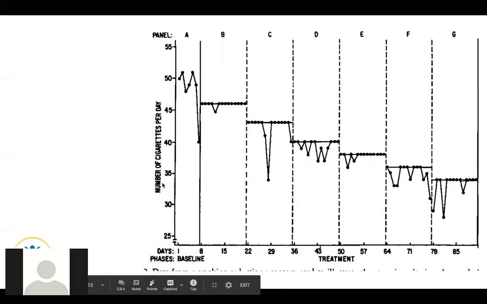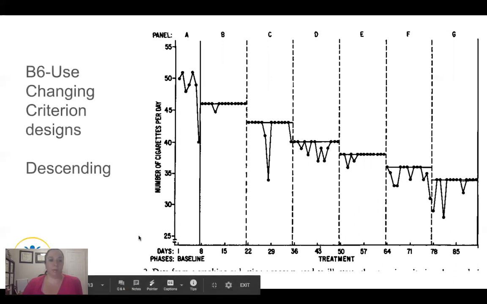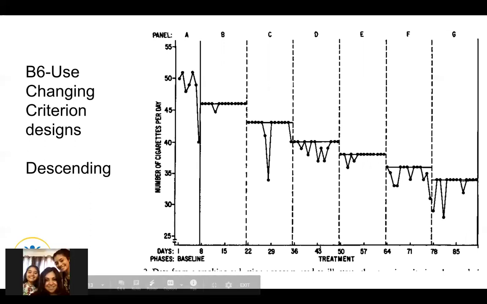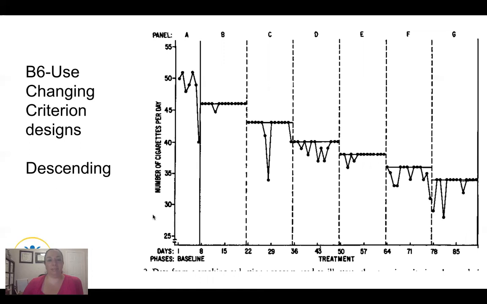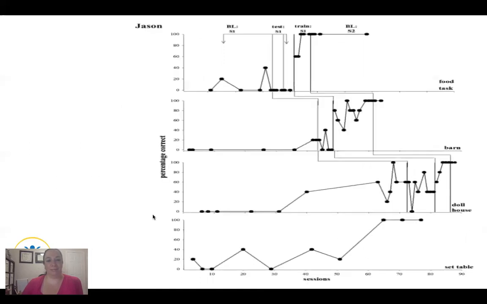All right, which one's this one? Changing criterion. And is it ascending or descending? Descending. Correct. Good job. Your latency is quick. Yes, she's on fire.